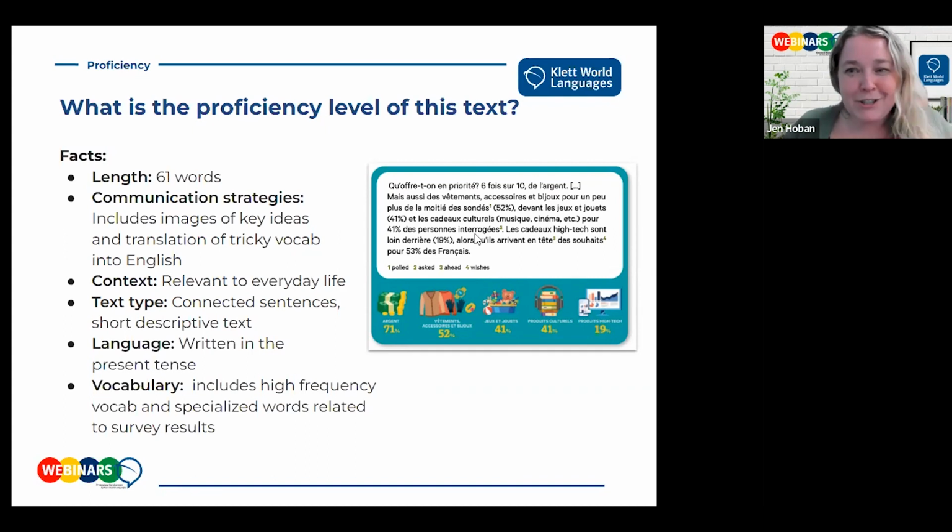And what's interesting here is what Clet has done to make this intermediate text accessible to novices by putting these pictures down here, right? And pulling out those keywords. So now a novice has something to grab hold of. They're going to look at this and try to make sense. They're going to know it's a survey because they're seeing those percentages. They're going to know the key vocabulary because they've got the images connected to it. And then when they go to the text, they've got something to work with. And novices need that something to work with. And so while it is an intermediate text based off the proficiency guidelines, it's accessible to novice.